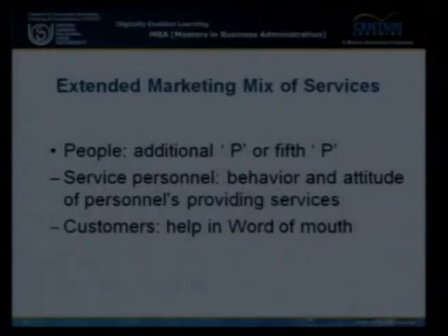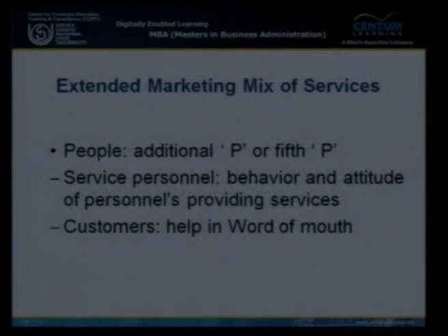We have talked about the 4 P's which are included in the marketing mix. Now we move to the extended marketing mix of services. Extended marketing mix of service includes people, or we call it the additional P or 5th P. Service personnel. Whenever we have to talk about people, we have to look for service personnel, their behavior, their attitude, and that is the reason we say training in services is mostly required.